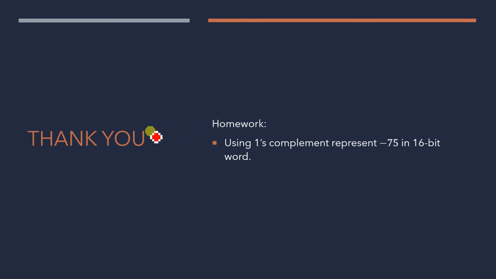So that's all for today's class. Thanks for listening. Now you have to solve this homework: using ones complement representation, how to represent minus 75 in a 16-bit word. You can try and send your answer in the comment window.